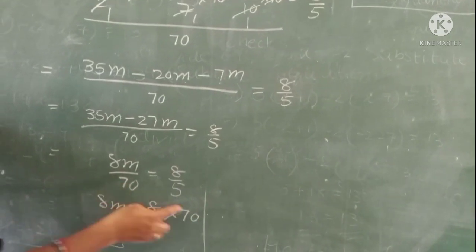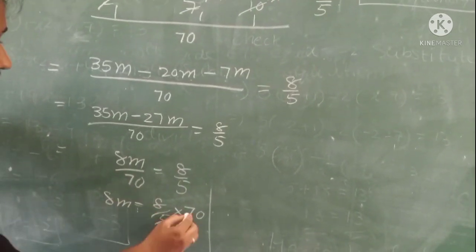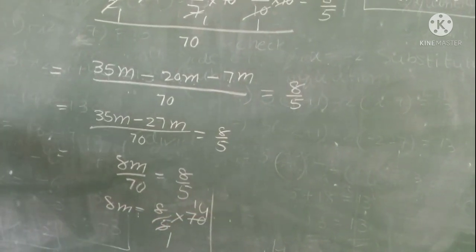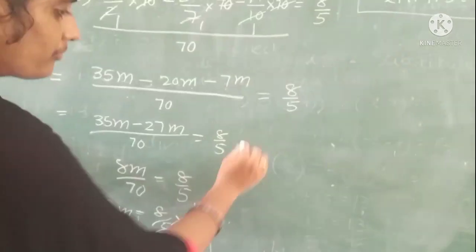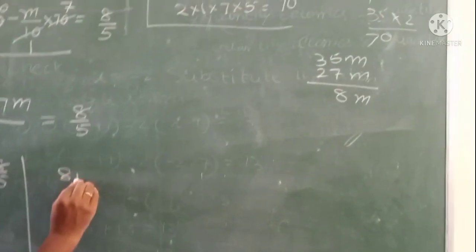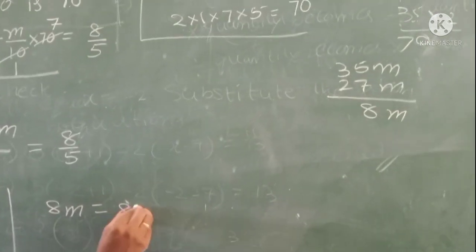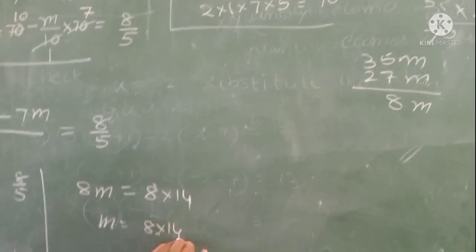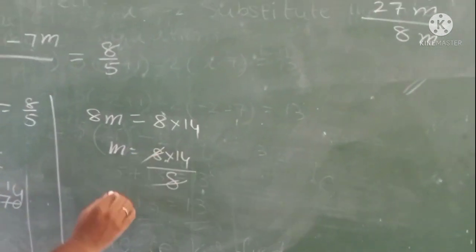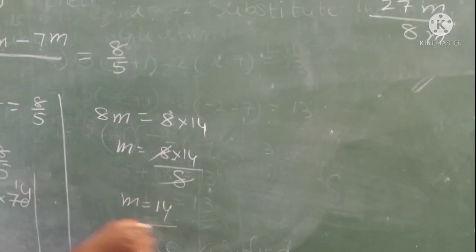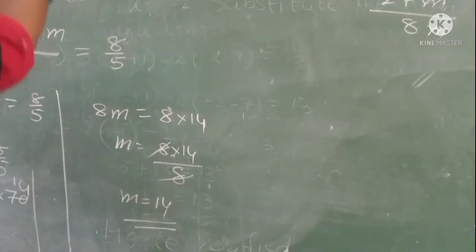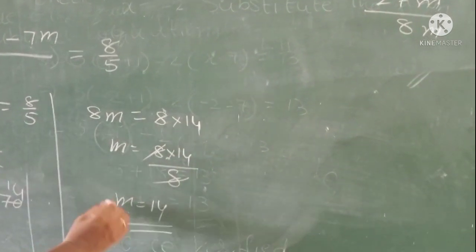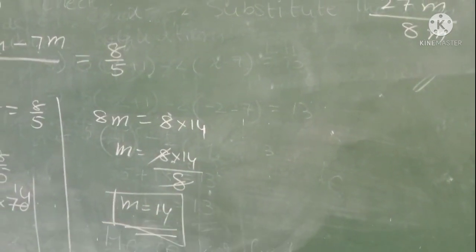This division becomes a multiplication. 5 ones are 5, 5 fourteens are 70. So 8m equals 8 into 14. So m is equal to 8 into 14 by 8. 8 cancels. m is equal to 14. This is the solution of the given simple equation. m is the solution of the given equation. m is equal to 14.